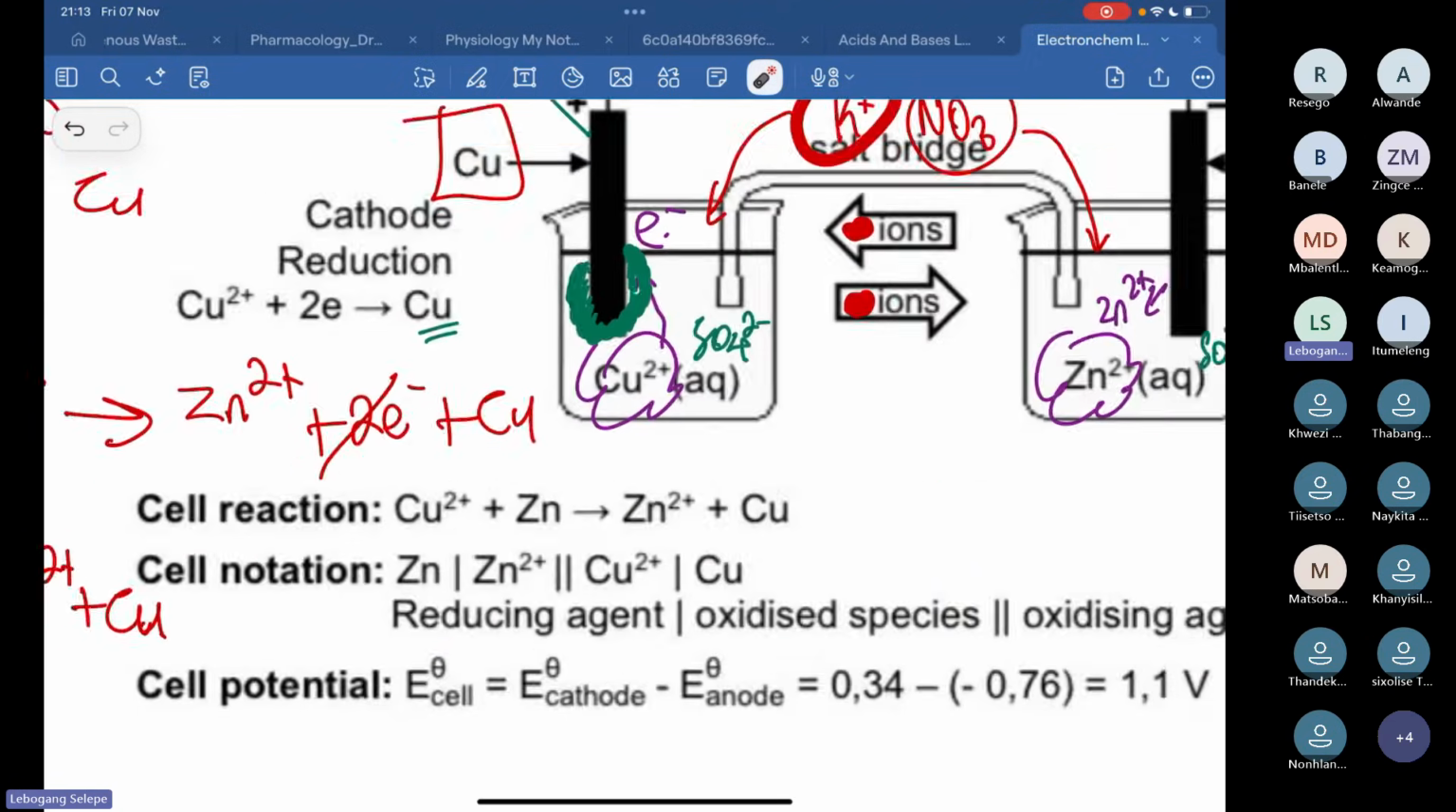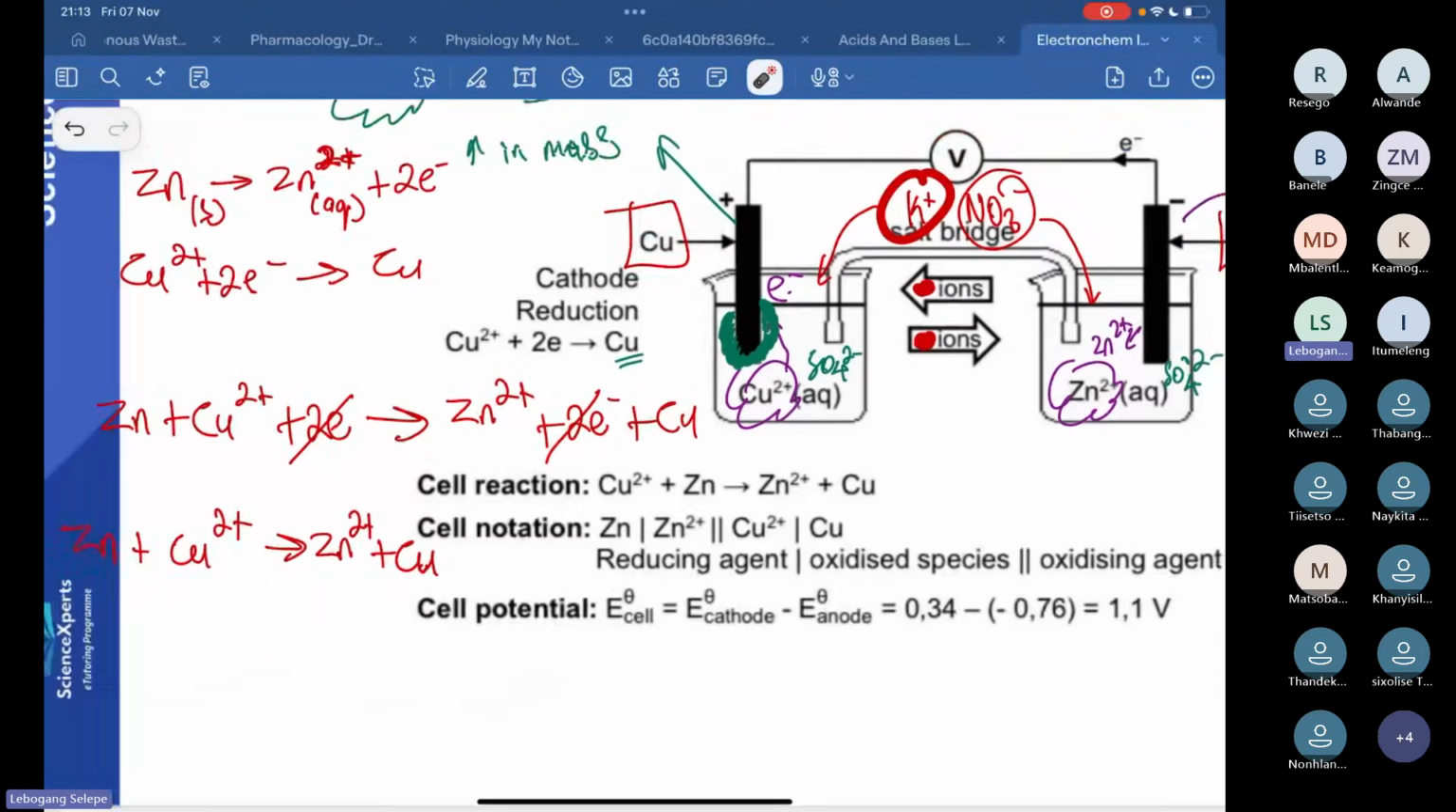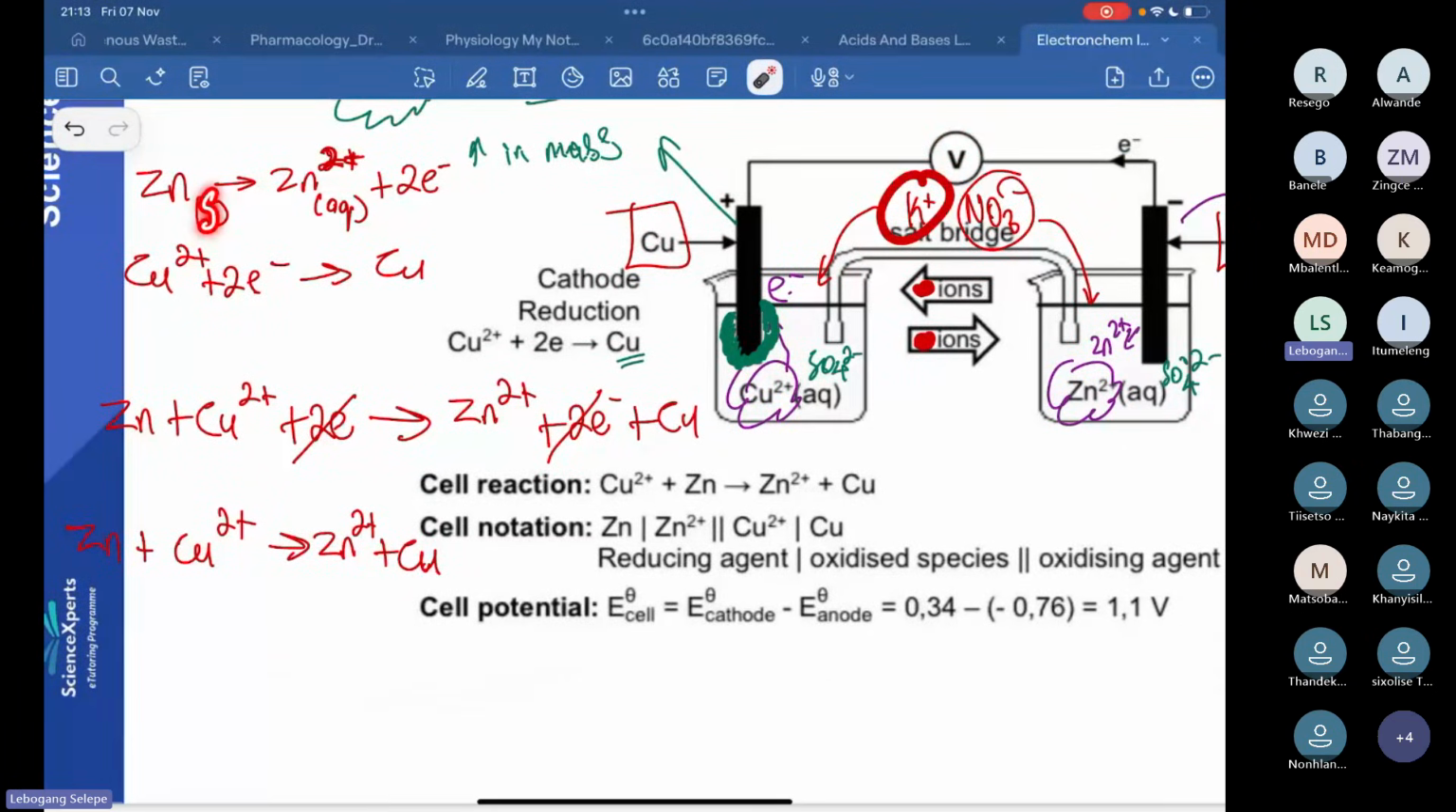So this one line here represents a change in phase, right? Remember I told you that this is the solid phase, this is the aqueous phase, so those are different phases. So Zn was a solid first, then it lost electrons, then it became Zn2+, which is in the aqueous phase. It changed from Zn solid to Zn aqueous. So that's what a single line represents.